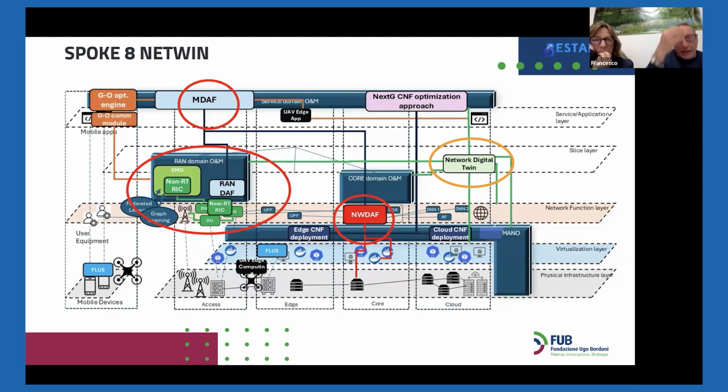And all the automation in the network is performed by means of the MDAF, which is in the managed part of the network. It's also important to underline that in this scheme, which was considered by the Network Project, we also consider the introduction of the digital network twin. That means that there are specific functions inside the network that try to emulate the real network. Next slide, please.